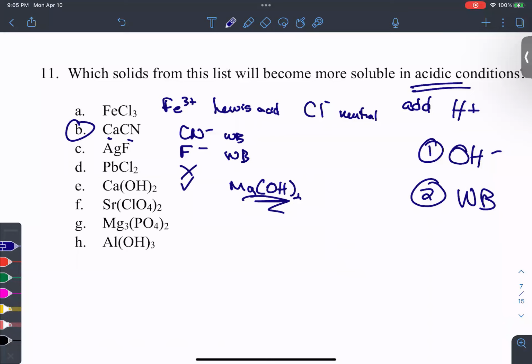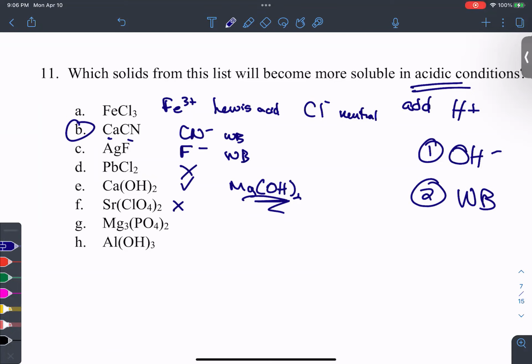Strontium perchlorate. So you're looking at the perchlorate. You have to ask yourself what kind of salt this is. It is, yes, it is salty. Strontium is a neutral cation. What about the anion? It is neutral. Why is perchlorate neutral? Yeah, so perchloric acid is a strong acid, yes. So this one, no, because everything's neutral.